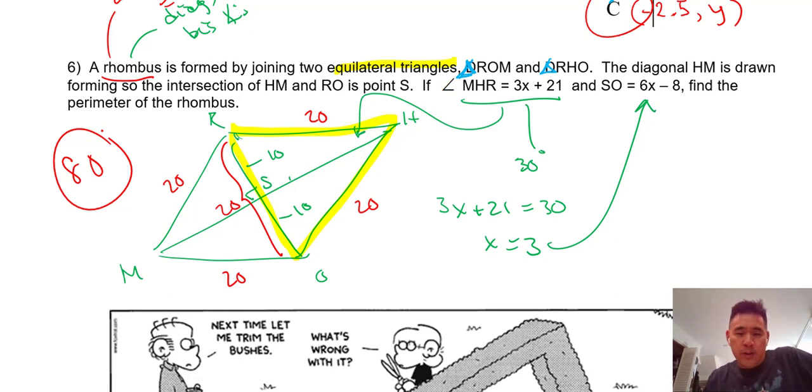Okay, hopefully you understand what we're doing here. We're kind of just taking the properties and we're just using these properties to solve various types of problems. Okay, good luck with the problems on the homework. All right.